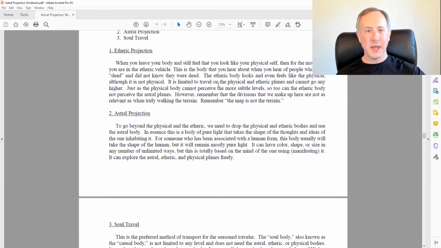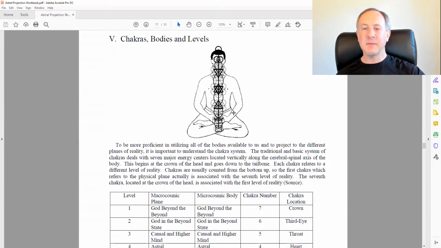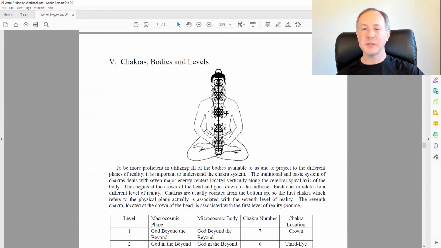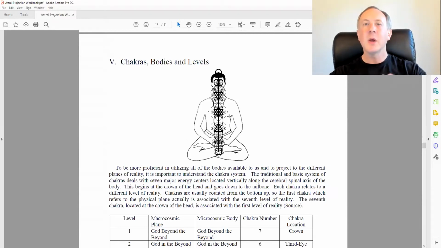Okay. So that's that. So you can read about it here. We have the different levels. It's important to understand the different chakras in relationship to out-of-body travel. When you leave your body, what you experience will have a lot to do with what chakra you are dwelling in most of the time.